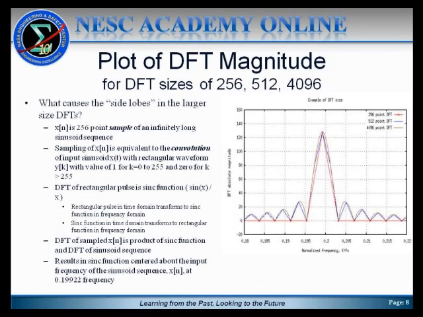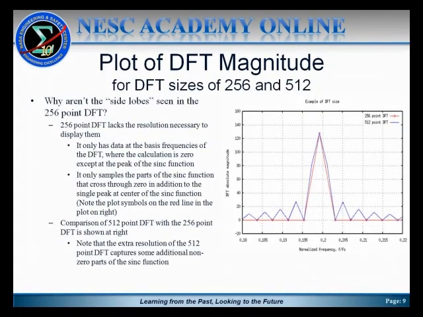So the question is also, why don't you see these side lobes in the 256 point DFT? You may recall, if you look carefully at the red line here, that's what was presented a couple of charts ago. Basically, you just get all zeros except at that one peak. The answer is the 256 point DFT lacks the resolution necessary to display them. What it actually shows you is the data where the sinc function crosses back through 0.